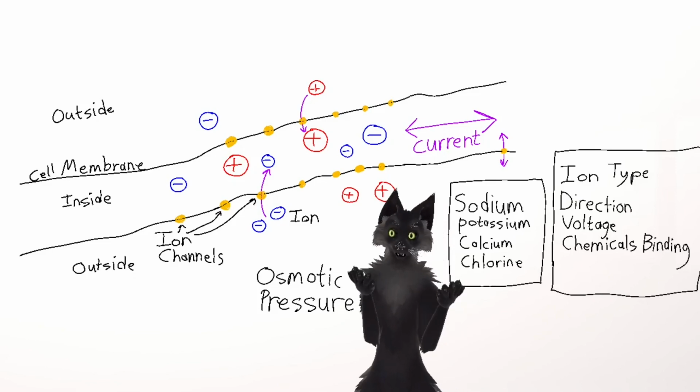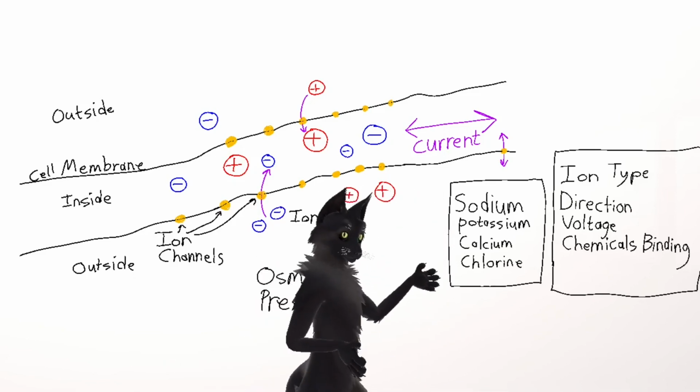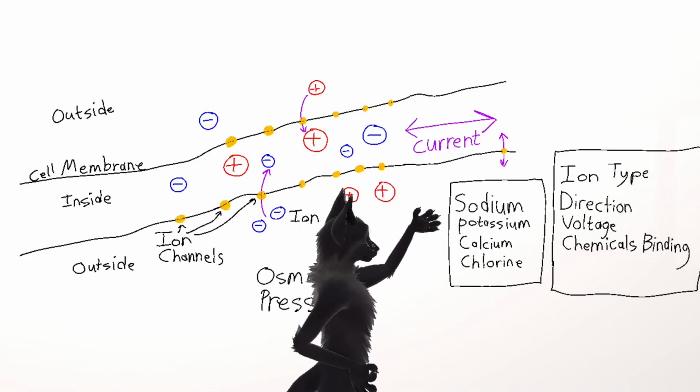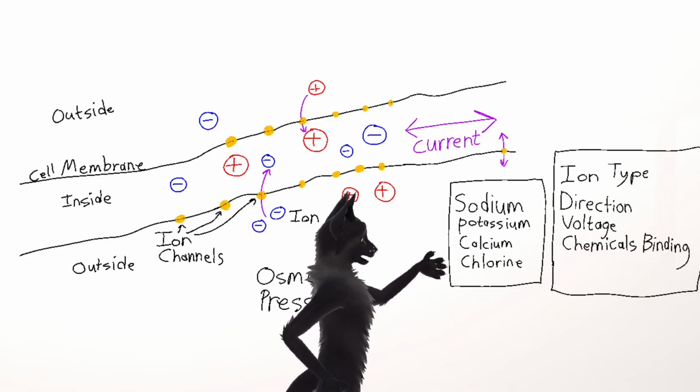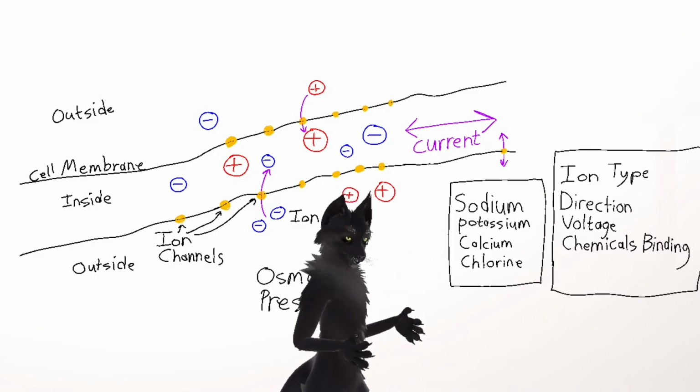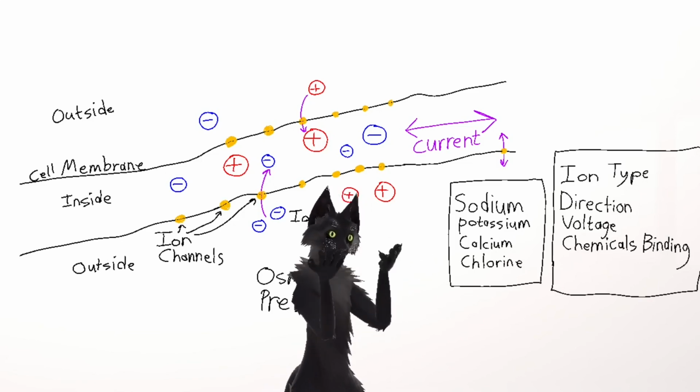Now, typically neurons are full of four primary ions. There are some other ions, but these are the four primary ions that are inside of neurons: sodium, potassium, chlorine, and finally calcium. And these ions have different charges and they have different chemical properties.